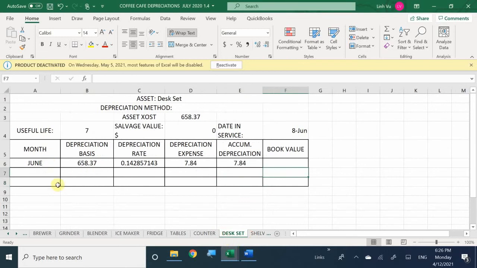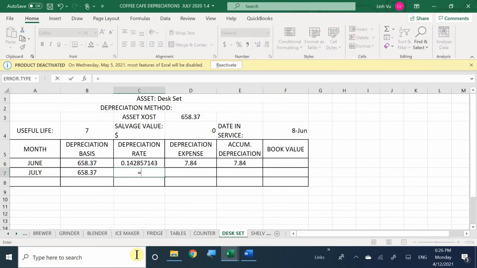Same thing with our desk, because we have another straight line. So for July, the basis will stay the same, the rate will stay the same, and the expense will stay the same.